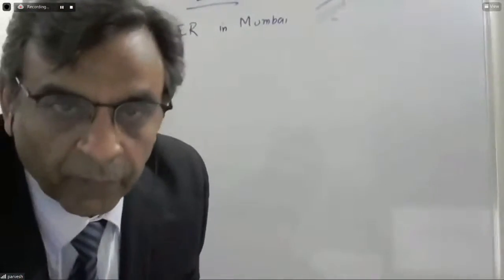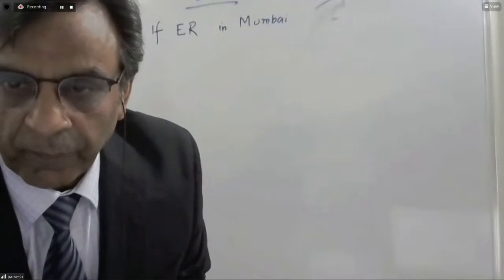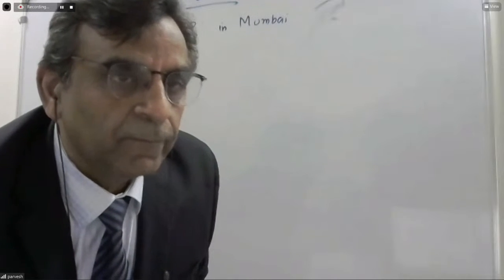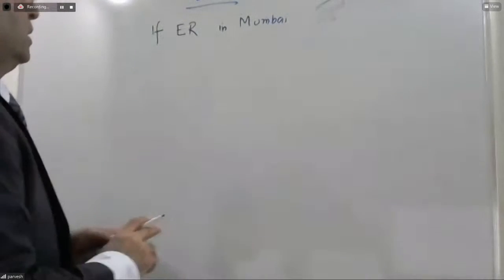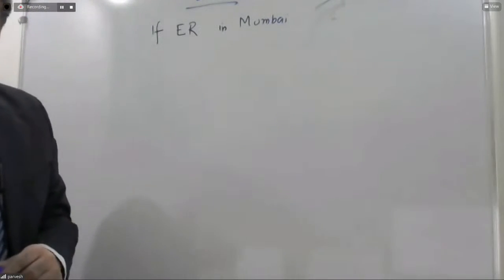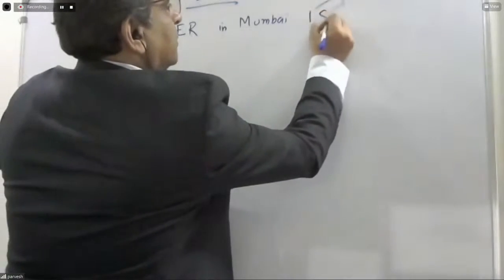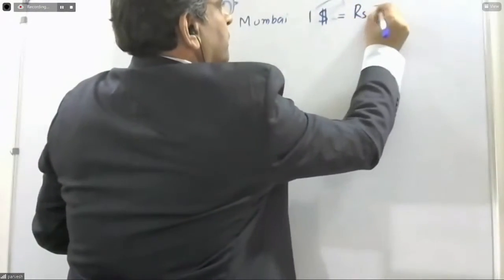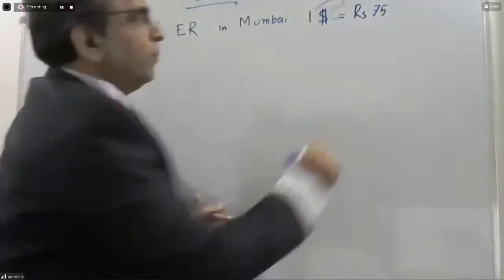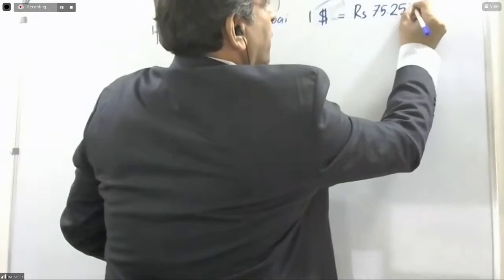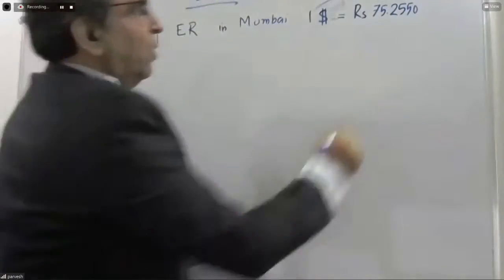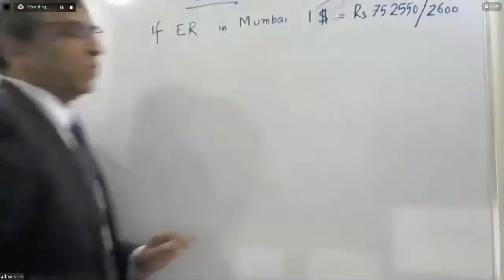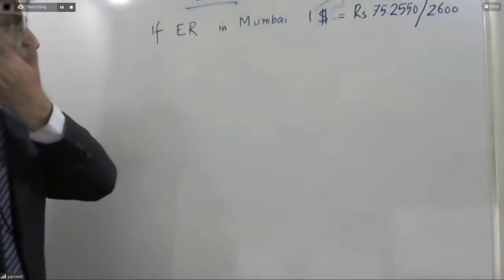So if the exchange rate in Mumbai is given as $1 is equal to rupees 75.2550 oblique 2600. So this is the rate which is given in Mumbai interbank rate.